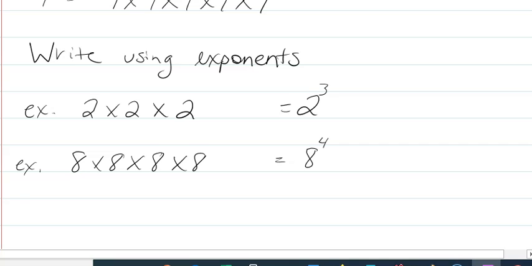So that's all there is to it. Exponents are pretty easy. It's a shortcut way to be able to write math. It's a little bit shorter than writing it all out, but it has the same meaning as multiplying that number by itself a certain number of times.